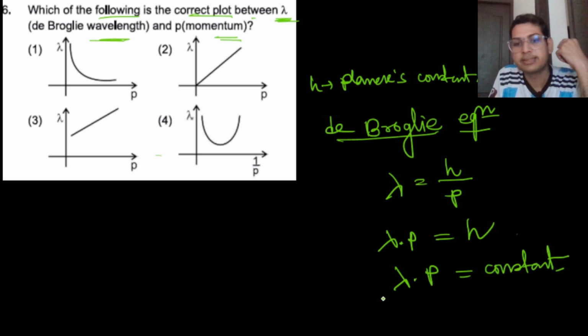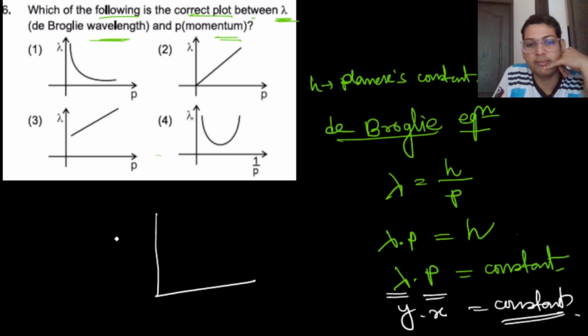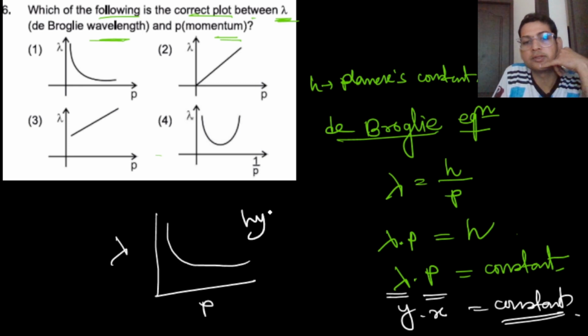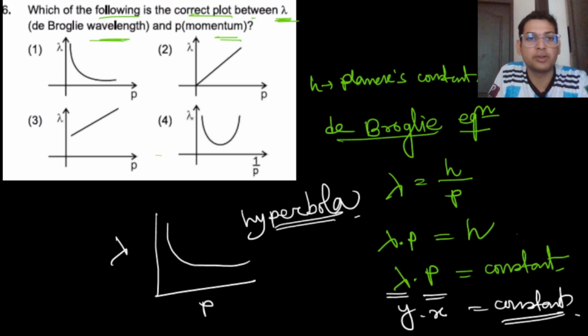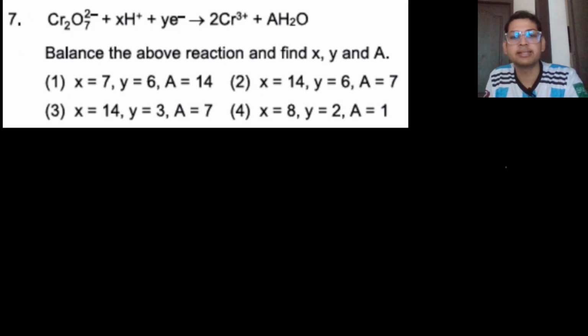Sir, if lambda is on the y-axis and p is on the x-axis, can I say that xy equals a constant? And xy equal to a constant means the graph always looks like a hyperbola, a rectangular hyperbola. Okay, sir, we don't have to do anything here. We have already done these graphs in the class, and option A will be my answer. So easy. Okay, then sir, go for this question.